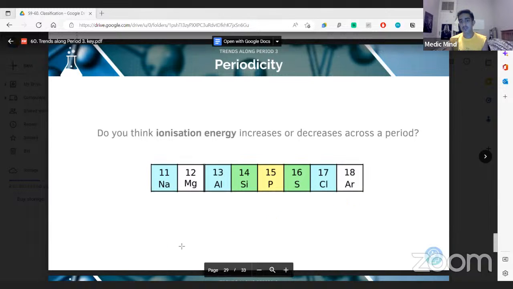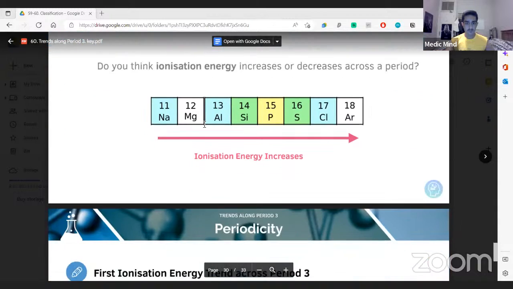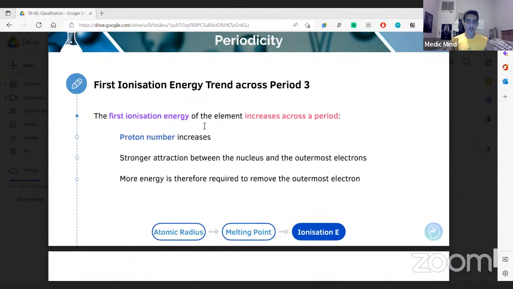Do we think the ionization energy is going to go up or down? Going to increase, right? Because across the period, there's going to be more force holding that outer electron in place, which means that it's going to be more difficult to remove that outer electron. Sort of makes sense. Yeah. So the proton number increases, meaning a stronger attraction between the nucleus and outermost electrons, which means that more energy is required to remove the outermost electron. Makes sense. Quite logical.